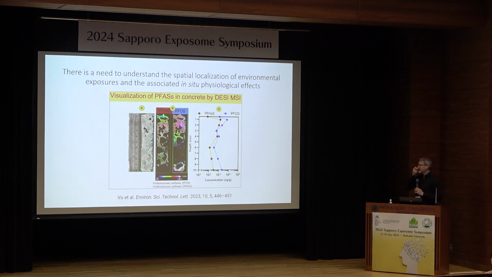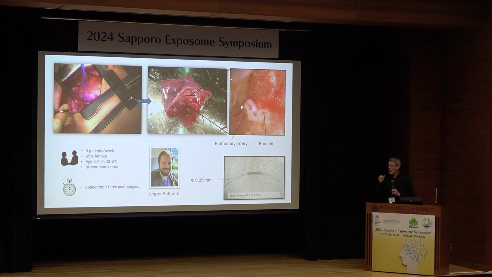So lastly, I think it's going to be really exciting to try and visualize the spatial exposures that are occurring here. This is not my data, this is a paper that came out last year, but here they're actually looking at being able to visualize PFAS levels. This is in concrete, but there's no reason we can't do this in vivo. And so we're very lucky at the Karolinska. We work with thoracic oncology. Every week we get longitudinal resections.